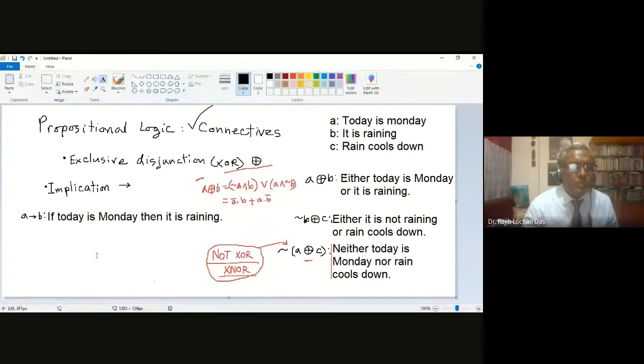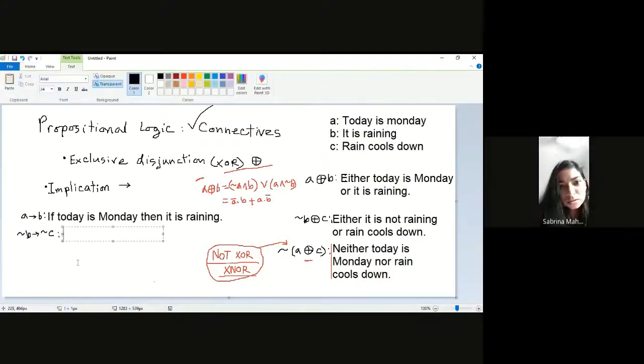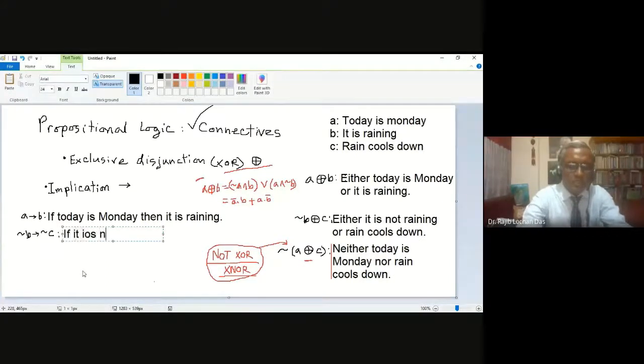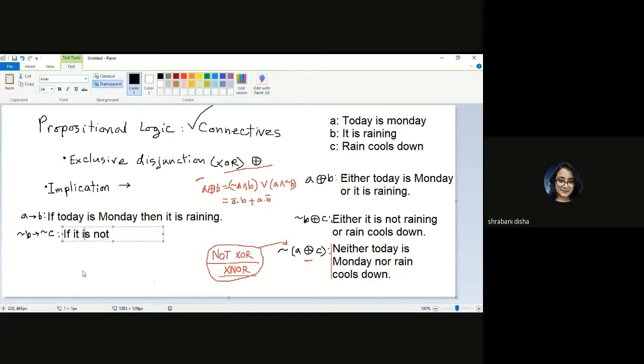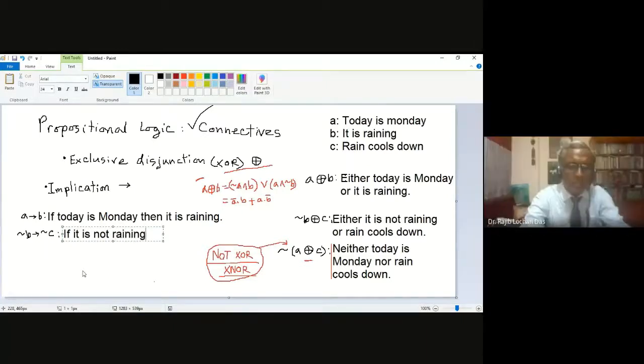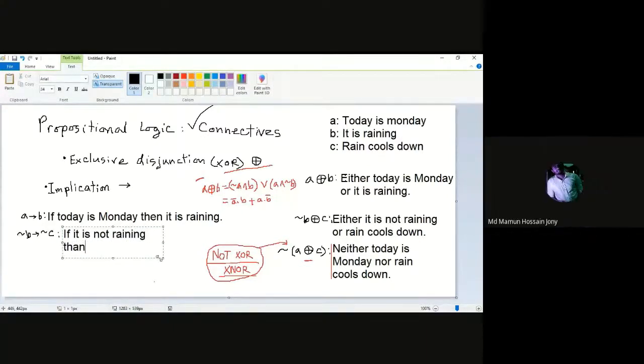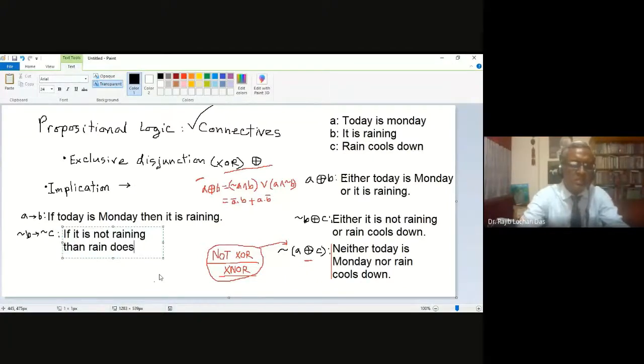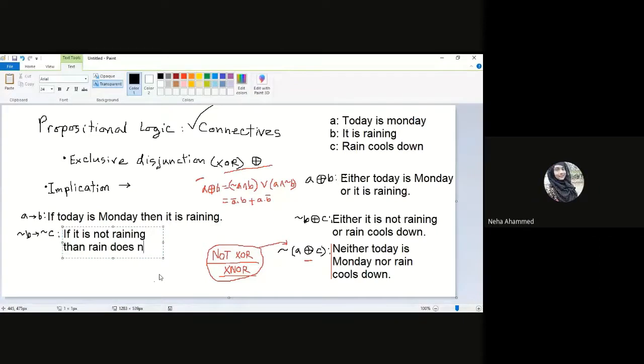Let me give you another example. Say I'm writing not B implies not C. Then what will be the sentence for this? The sentence should be: if it is not raining... Yes, tell me. If it is not raining, then today is not Monday? No, I have written C. Oh, okay, sir. Then rain does not cool down.